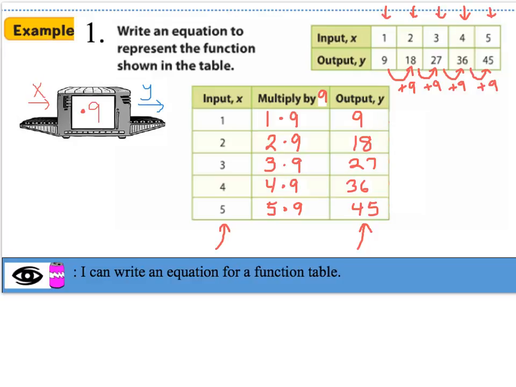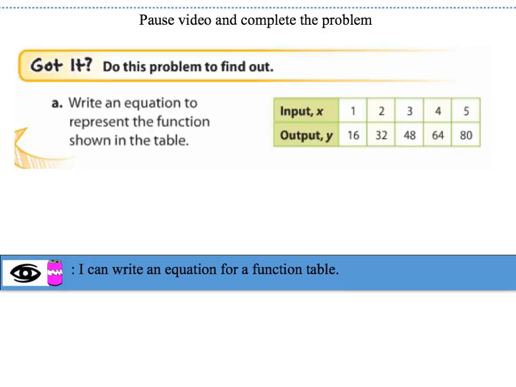Now they're asking us to write an equation. How do we get our output value? By using the rule and our input values. So I can write my rule like this: my output value, or my y, has to equal 9 times the input, which is x. The input could be any single number. So this is the rule, or my function equation for this table. Pause the video and complete this guided problem, and we'll discuss this answer in class tomorrow.